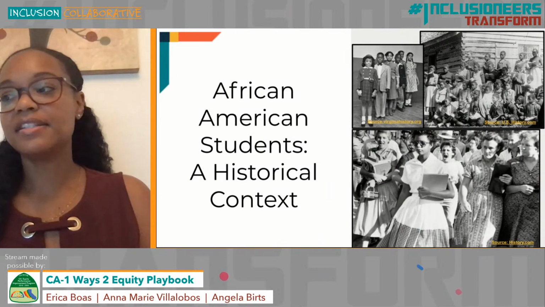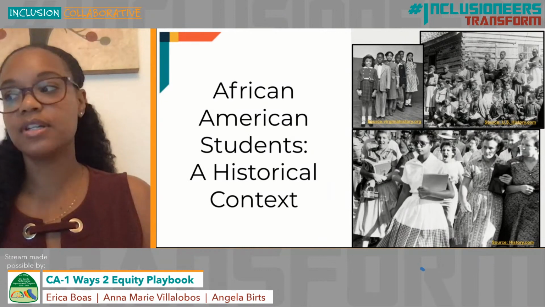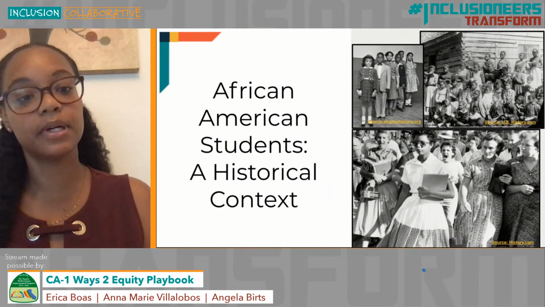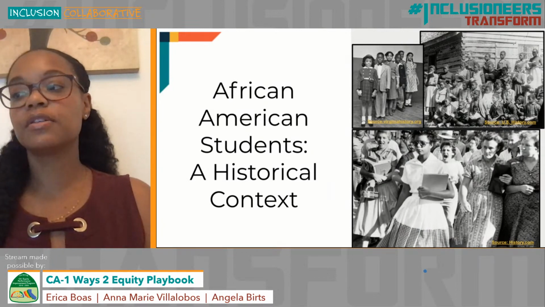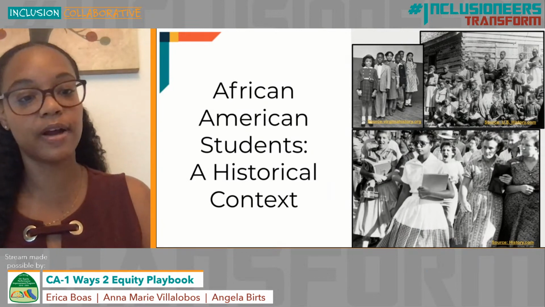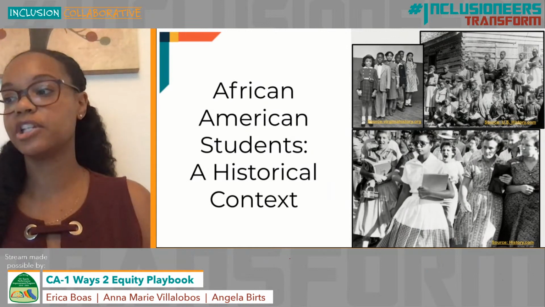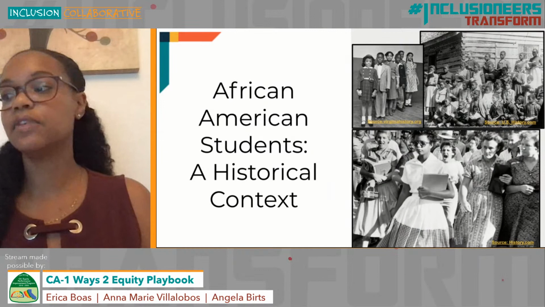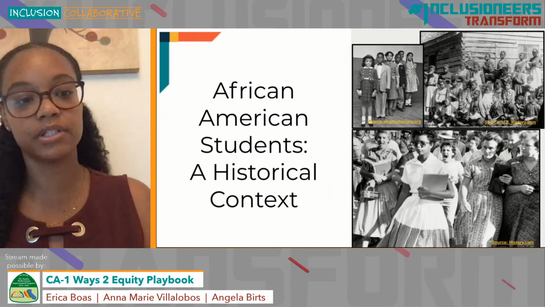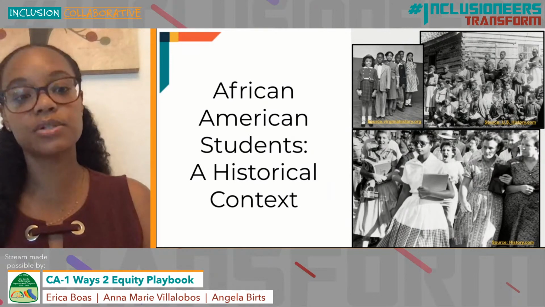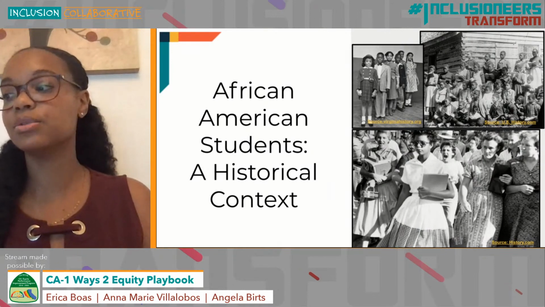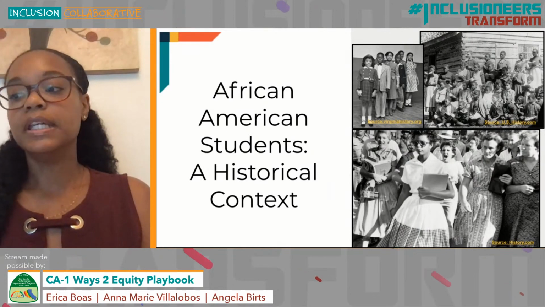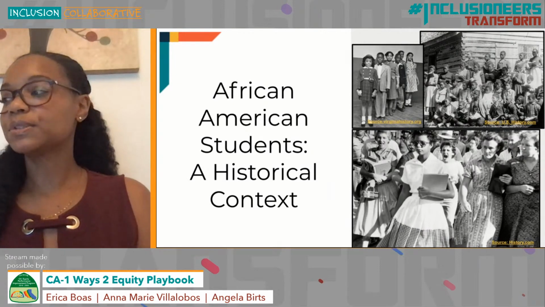By 1896, the U.S. Supreme Court endorsed the doctrine of separate but equal in Plessy versus Ferguson, which was later overturned in the historical landmark case Brown versus the Board of Education. In Brown versus the Board of Education of 1954, the Supreme Court ruled that racial segregation of children in public schools was unconstitutional, beginning the fight to integrate schools.